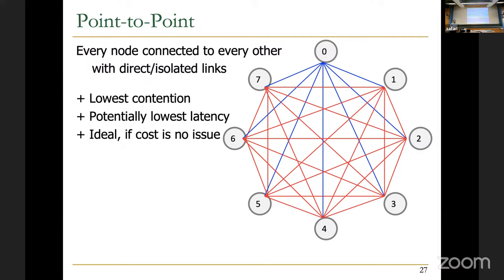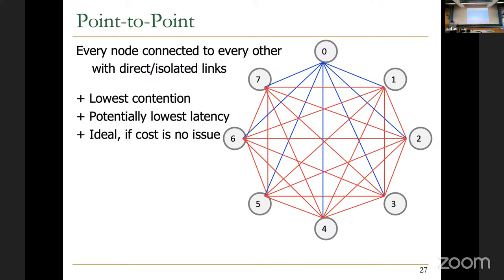Why potentially? Exactly. If you consider that we have a separate link for everything, we have low latency, but at the end of the day, when you want to build this interconnection network on a real chip, you need to make some links much longer. And then those links have higher latency. So it might not actually provide the lowest latency, at least for some communication.